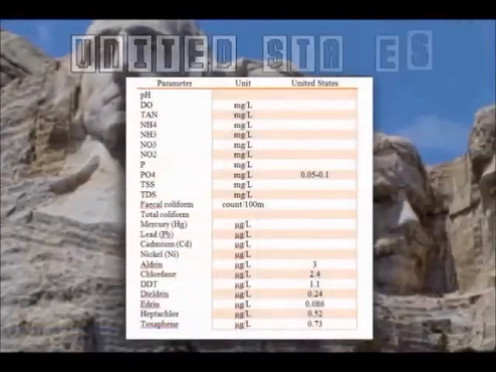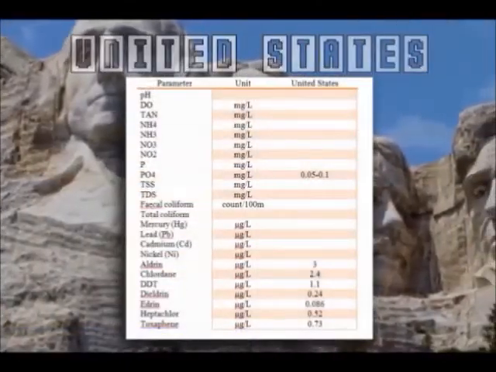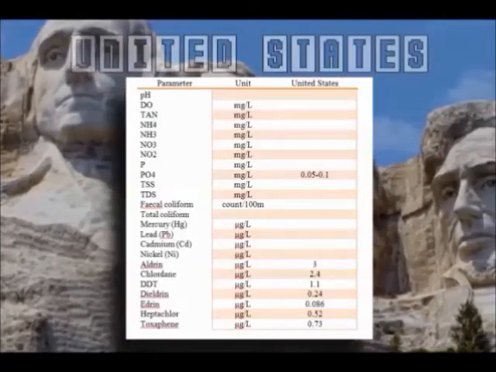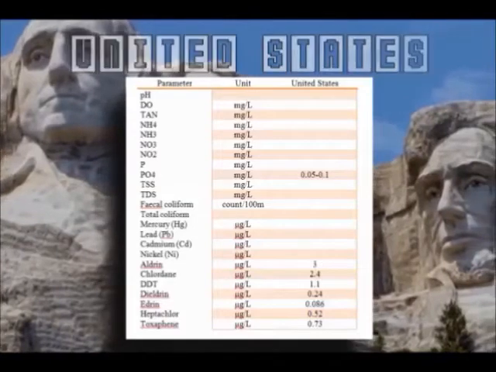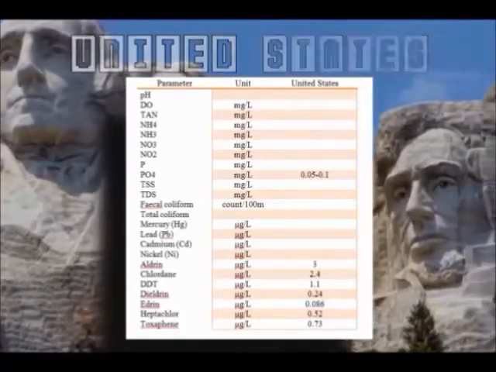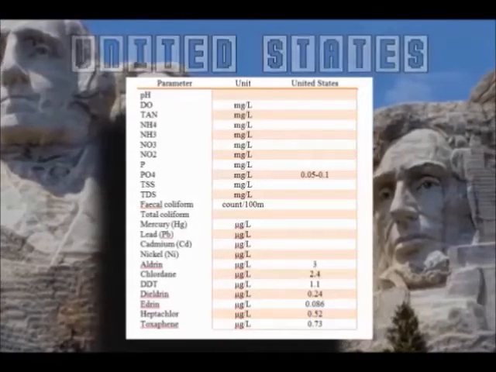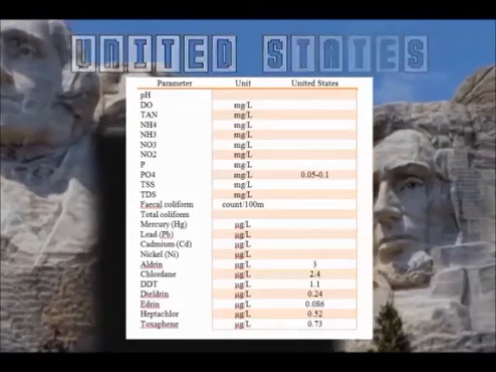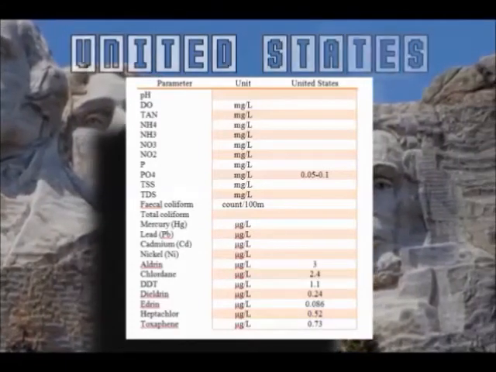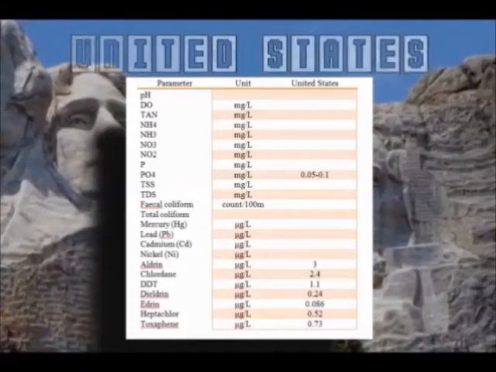In terms of phosphate, the standard solution is 3 mg per liter. However, the United States has a record of 0.05 to 0.1 mg per liter, which indicates that it is below the standard solution. In terms of aldrin, chlordane, DDT, dieldrin, endrin, and heptachlor, the United States has an all-over rating which indicates that these parameters are still under the safe level.